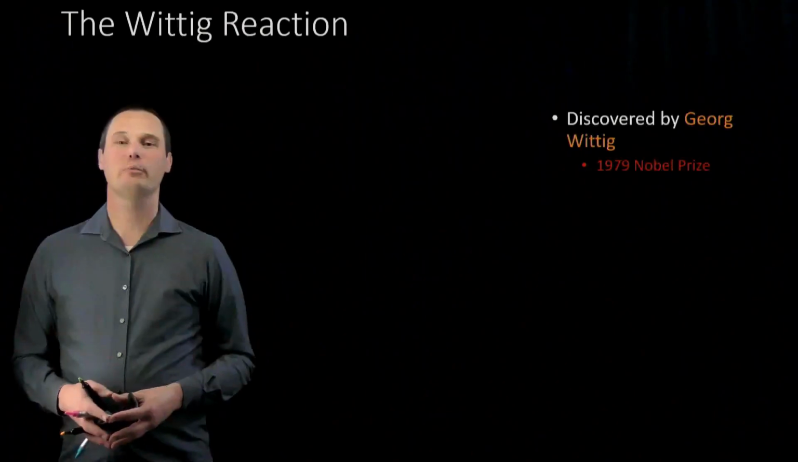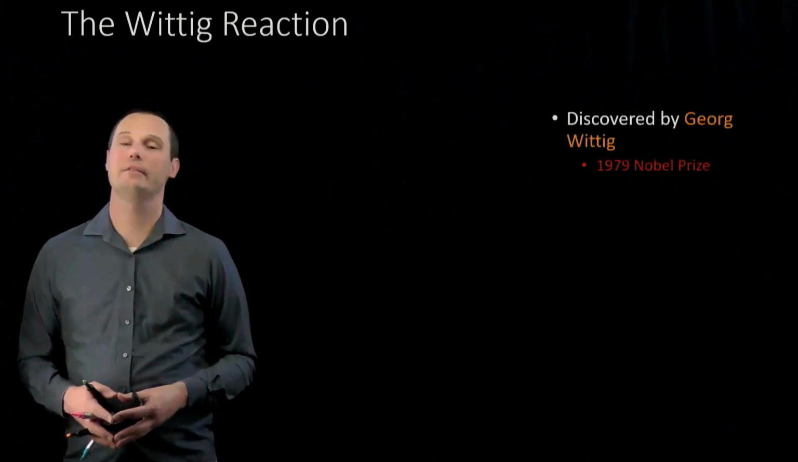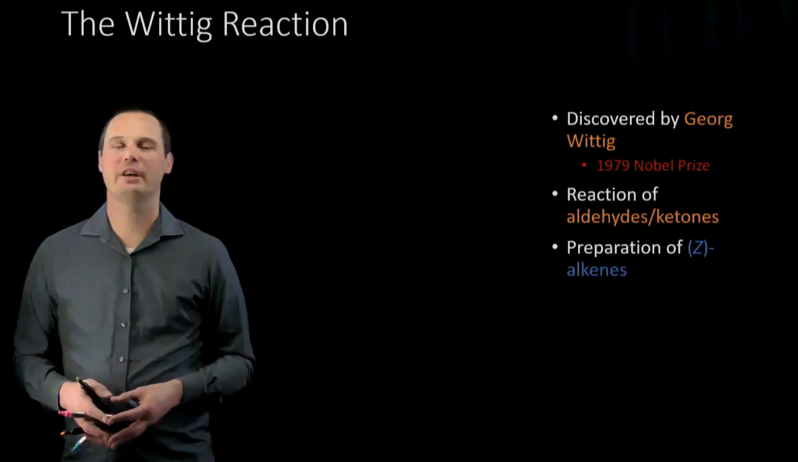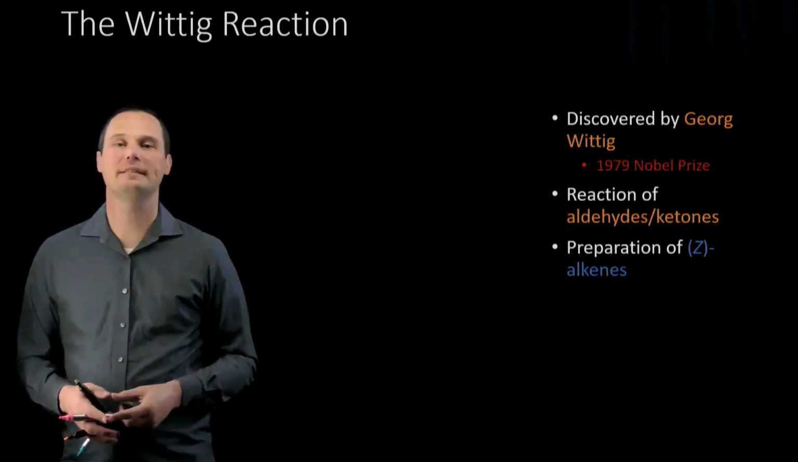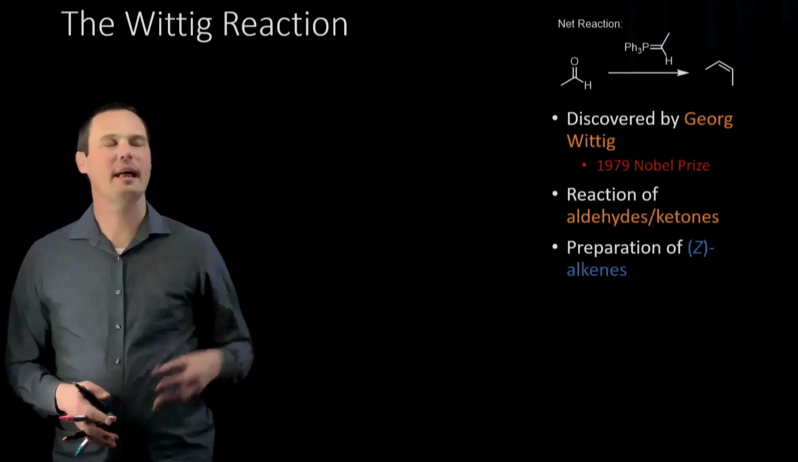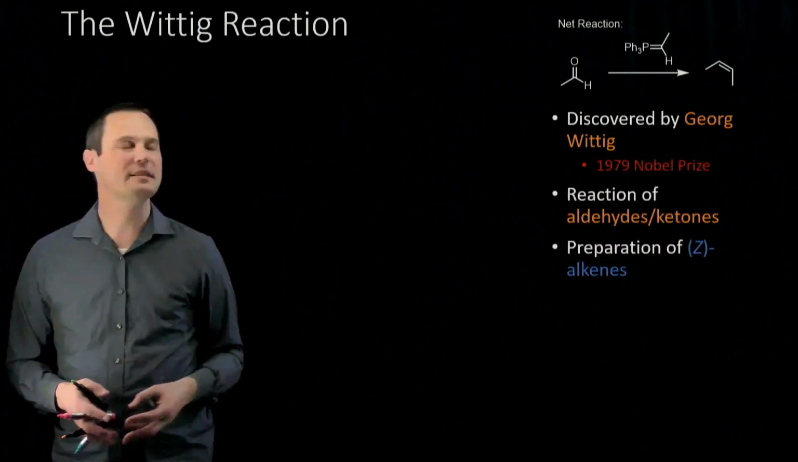The Wittig reaction was first reported by Georg Wittig in the 1950s. He would eventually go on to win the Nobel Prize in 1979 for this reaction. In the classic presentation of the original Wittig reaction, it's a reaction of an aldehyde or a ketone to form preferentially a Z-alkene. The net reaction of the classic form has an aldehyde reacting with the phosphorus ylide to form predominantly a Z-alkene.